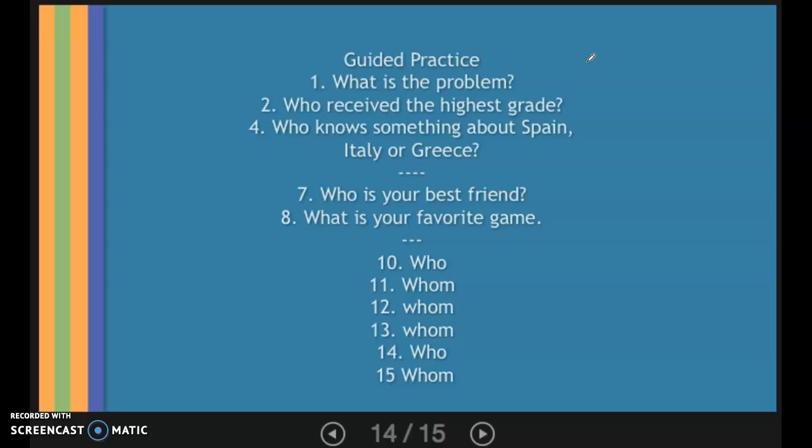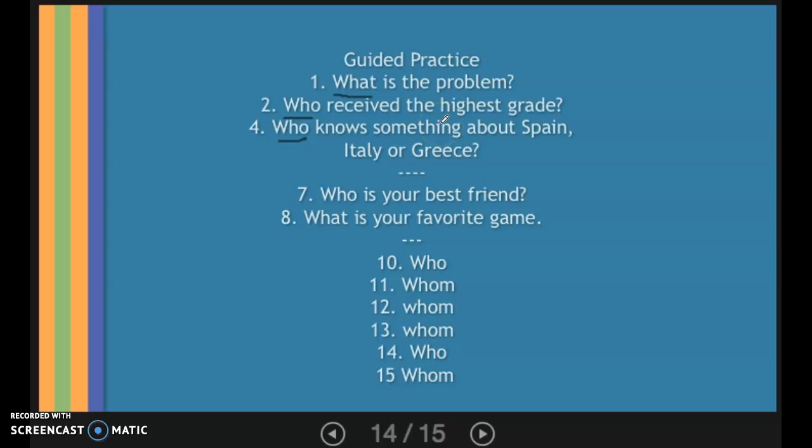So, number 1 on page 163 again, what is the problem? So they want you to find the interrogative pronoun in each sentence. Well, that's pretty easy because we already know what they are. What is the problem? Number 2, who received the highest grade? Well, where's the interrogative pronoun? Who? Interrogative pronouns, once again, they're what, which, who, whom, and whose. Well, who's right here? Who knows something about Spain, Italy, and Greece?